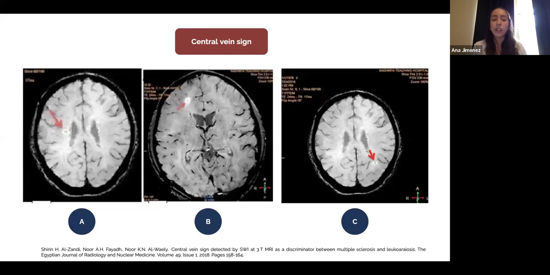So on the image on A and B, you can see that demyelinating causes such as multiple sclerosis produce a central vein sign, which means that the vein, which is a hypointense part of the lesion, runs parallel to the long axis of the lesion, which we can see in both figures. While causes such as a small vessel ischemic chronic disease produces the vein that runs perpendicular to the long axis of the lesion.